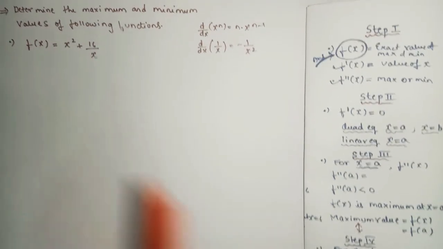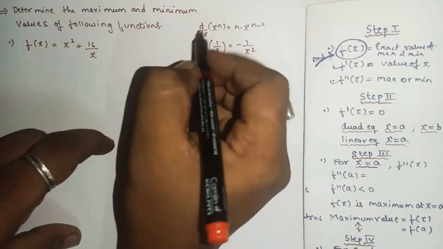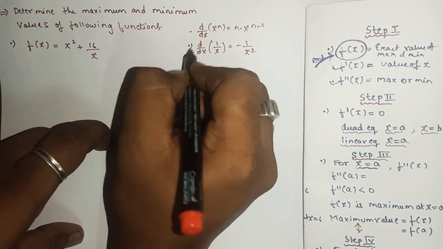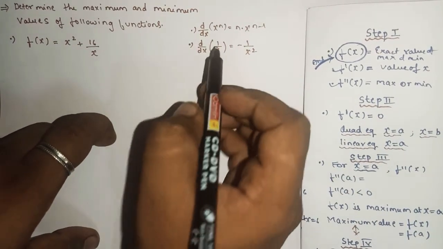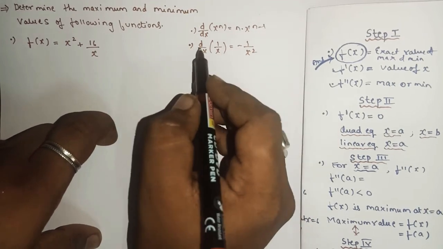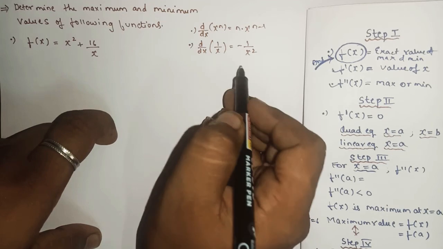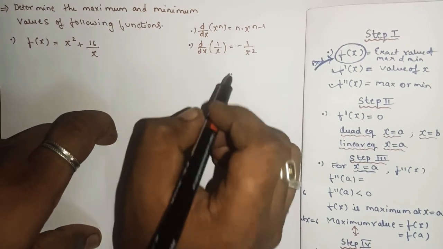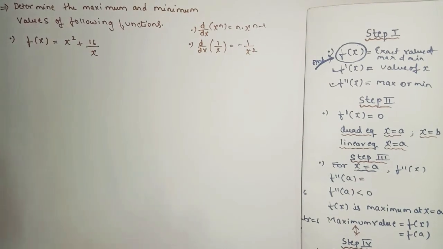Okay, before this, just focus here. For this sum, just remember these two derivative formulas. So derivative of x raised to n will be what? n into x raised to n minus 1. And I hope you all know the derivative of 1 upon x will be what? Minus 1 upon x square. So just remember these two derivative formulas for this sum. It will help you all to solve the sums perfectly.